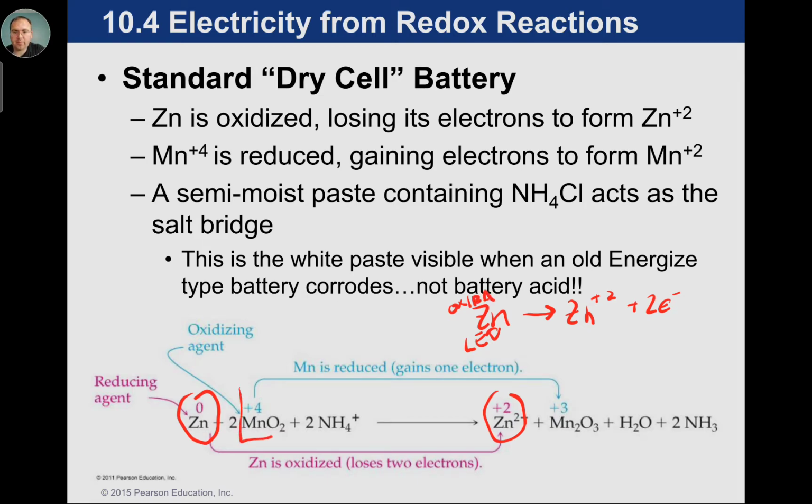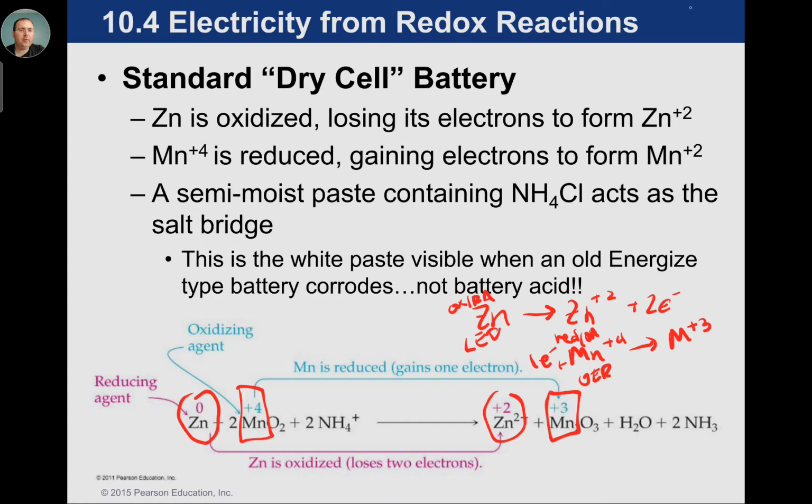Manganese goes from a plus 4 to a plus 3. So if manganese is a plus 4 going to a plus 3, it must have gained electrons in order to do that. That's a GER, and that's reduced and the oxidizing agent, just like we saw earlier in the other video. So you have a loser and you have a gainer.